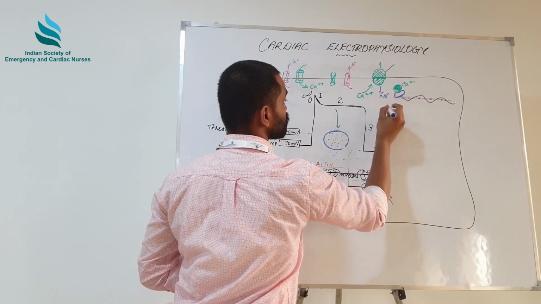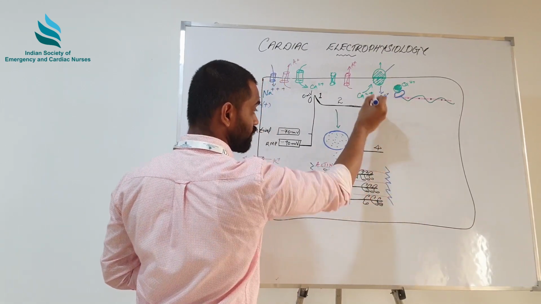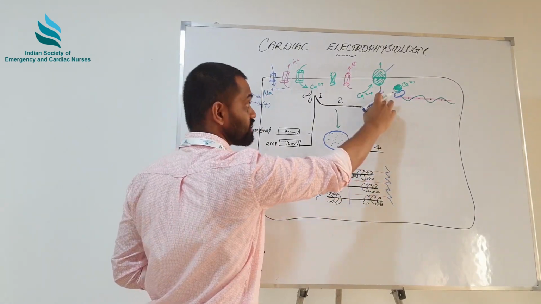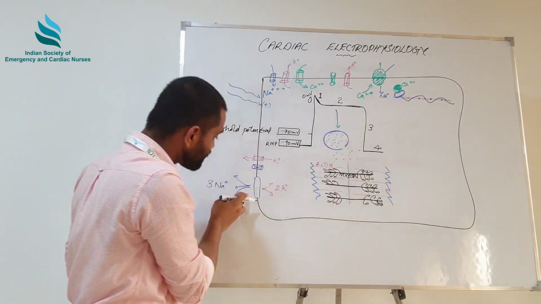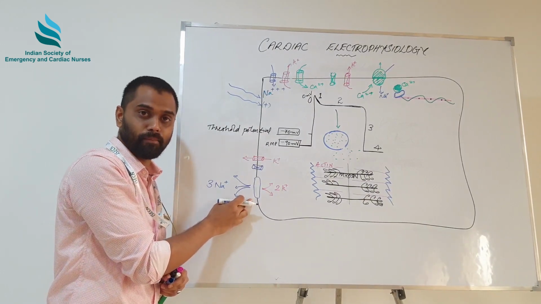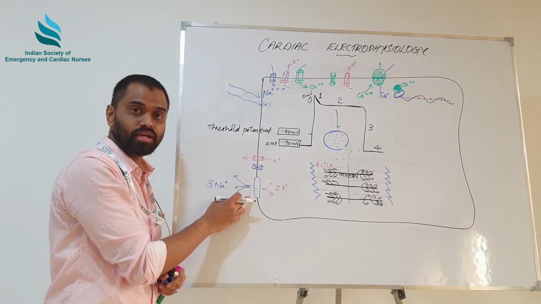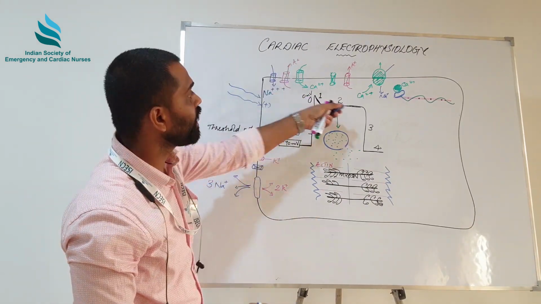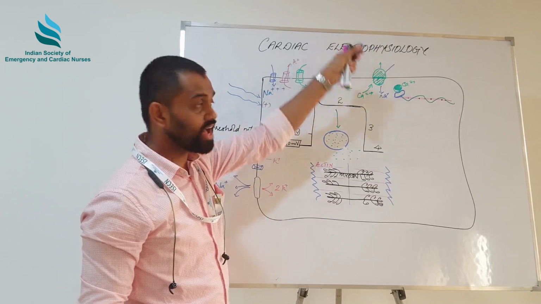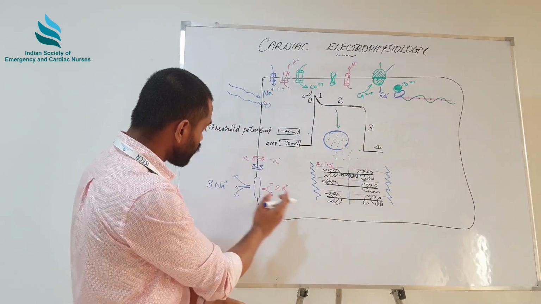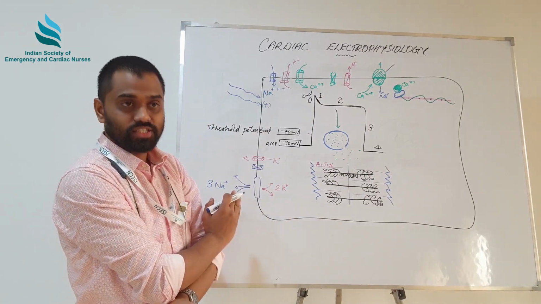Now what happens to this sodium? The cell has now reached the resting phase, and in the resting phase this sodium will later be taken out through the sodium potassium ATPase pump. So the calcium which came in has gone out of the cell, and in exchange we have taken sodium from the extracellular fluid, and that also has moved out of the cell.